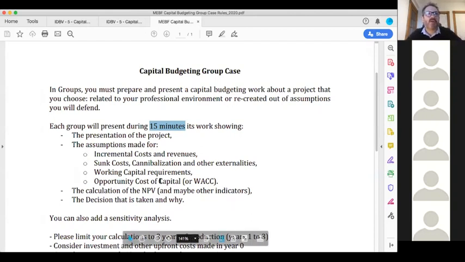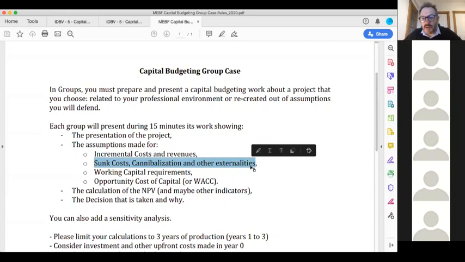Okay. So what you have to do firstly is to present your project. This is what people do already. So you present what is your company, why you should invest in a machine, what to do, why is it incremental, why is it different from what you do already. Okay, and then you try to show to us what would be the assumptions about the revenues and the costs.